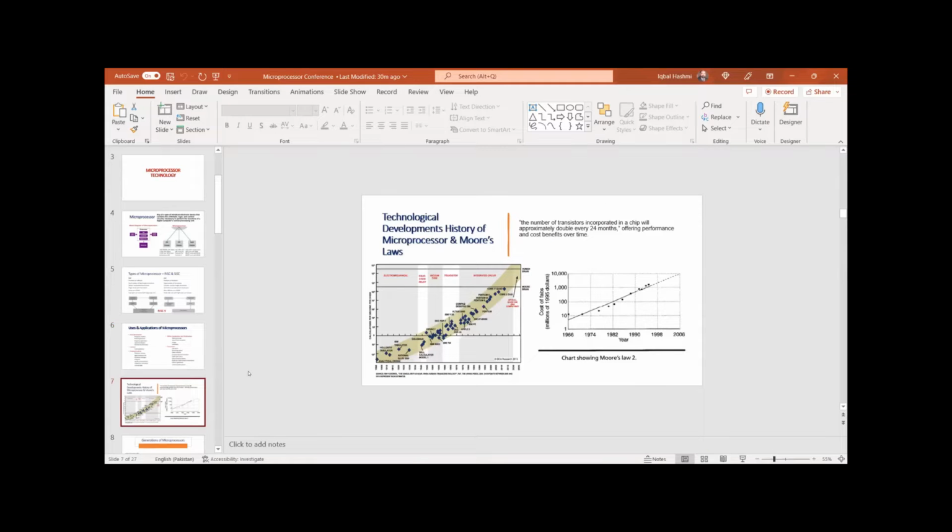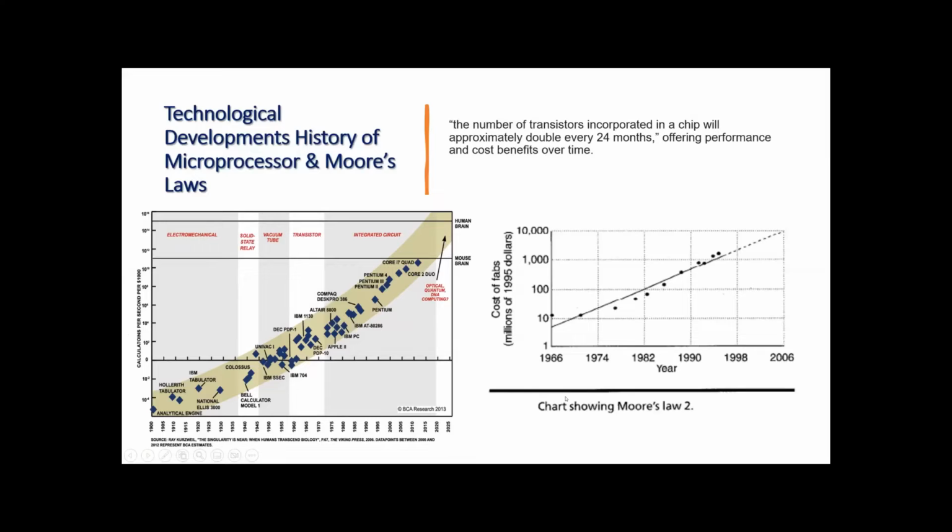This is the technological development history of the microprocessor, which started from electromechanical computers, and now we are in the era of the integrated circuit. In fact, we have passed that integrated circuit era as well. And now the work is on the human brain and the mouse brain, because the mouse brain mimics the human brain. So experiments are on mouse brains.